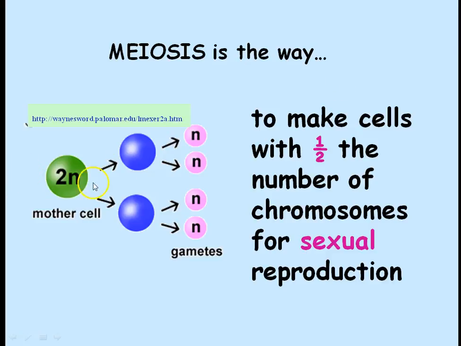So you can see here, we start off with one cell, divide once, divide twice, and then we end up with half the number of chromosomes.